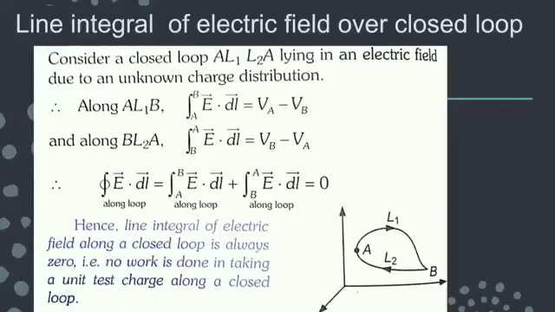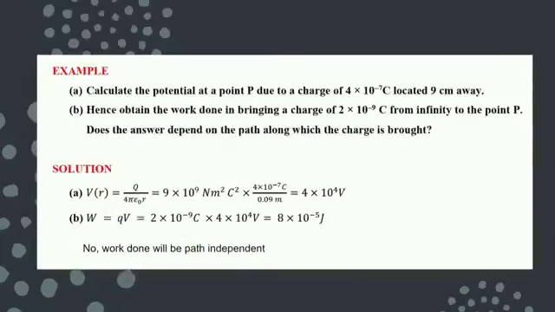Just to revise these concepts, some questions with you so that you can apply this knowledge, whatever you have learned. If I want to find the potential at a point P due to this charge, value of charge is given as 4 into 10 to the minus 7 coulomb, located 9 centimeter away. So this is the formula for the potential, you know, Q upon 4 pi epsilon naught R. You put the value of 1 upon 4 pi epsilon naught as 9 into 10 to the power 9.